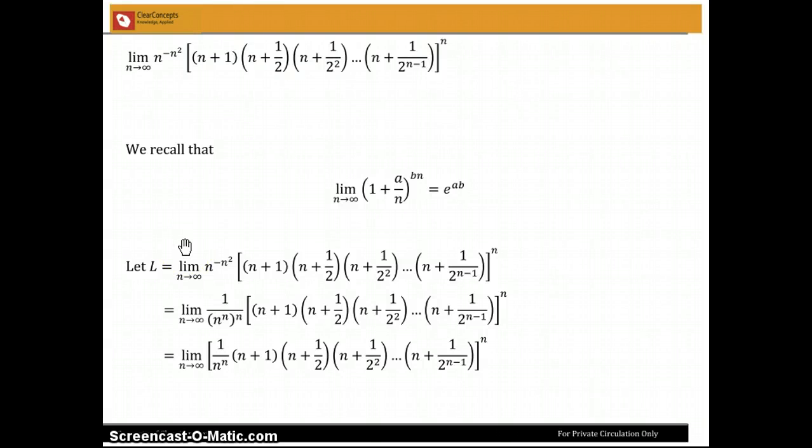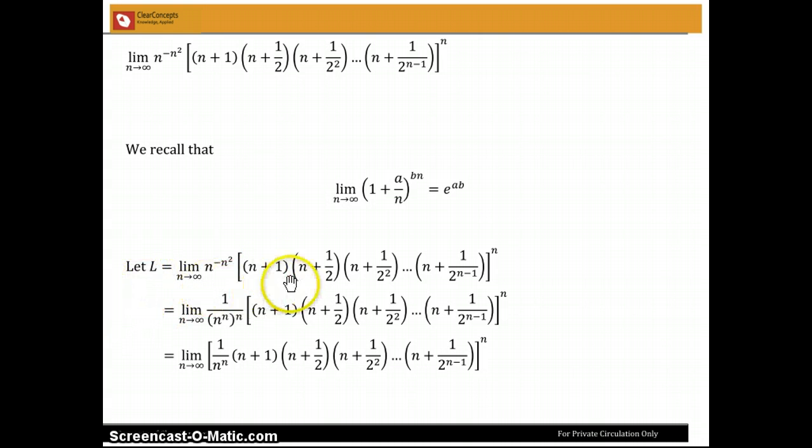Okay, Murari, the question was to evaluate the limit out here. First and foremost, we recall the standard result: limit n tending to infinity of (1 + a/n)^(bn) is equal to e^(ab). This is in the concept class notes itself, and you should be able to remember that as you've been instructed to do so. So let that limit be L.